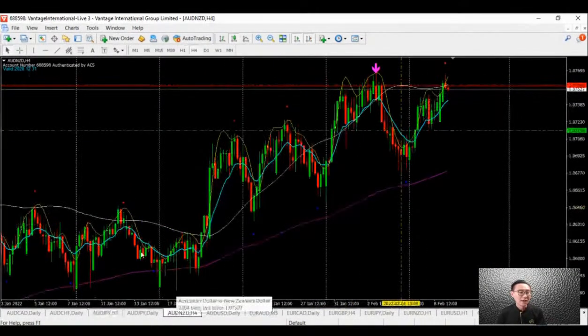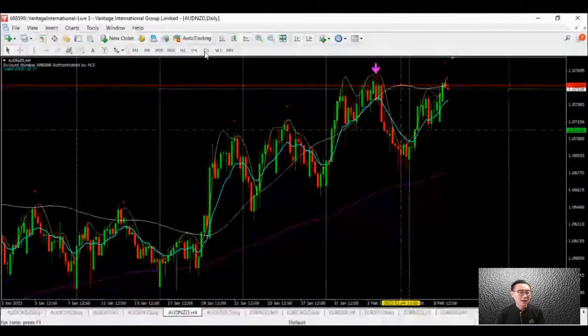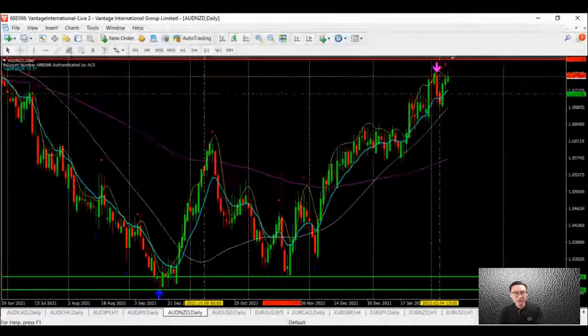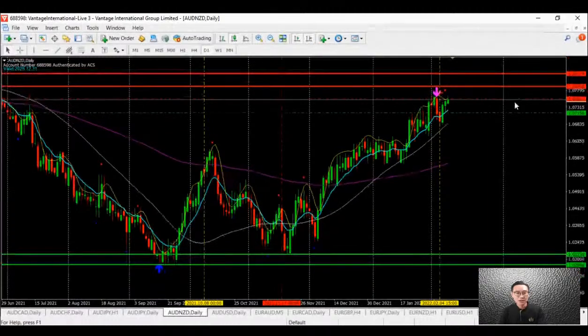So Aussie Kiwi, yes, Aussie Kiwi looks good. Aussie Kiwi still has a bit of space for it to go. There's still some potential space for it to continue the buying. So at the moment, I will still be looking at Aussie Kiwi to buy.